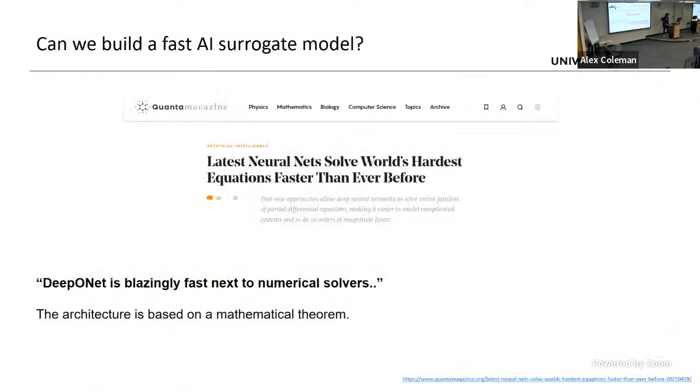So, can I build a fast AI? Can I use AI as a surrogate model?